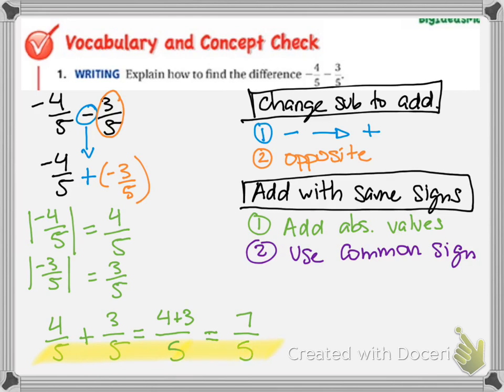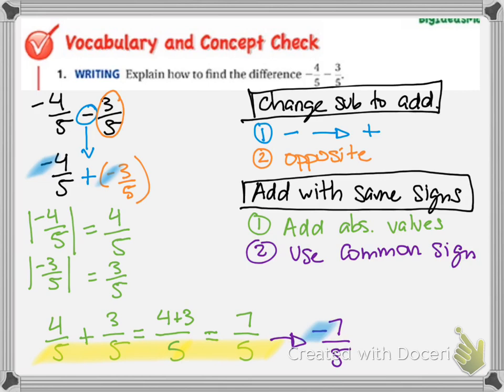Okay, now we need to use the common sign. So when we looked at our original addition problem, both of these numbers were negative, which means 7/5 also needs to be negative. So the common sign is negative, which means the answer also needs to be negative. -7/5. And I'm going to highlight that negative sign so we remember where it came from.